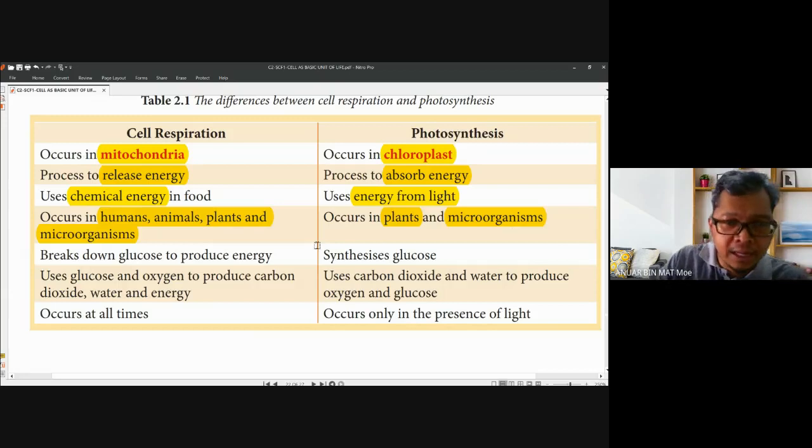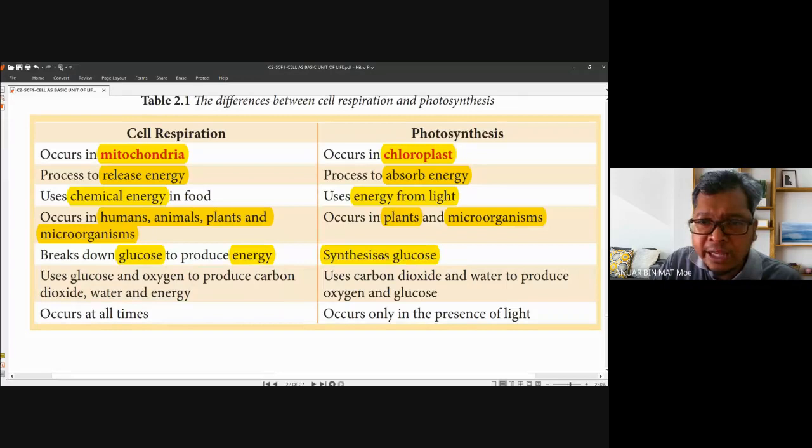Okay. Next one, cell respiration breaks down glucose to produce energy, and photosynthesis synthesizes glucose. Synthesize means that it will make glucose. Synthesize means it will turn something into glucose. Synthesize, can you understand this? It will create something, it will create glucose from something.